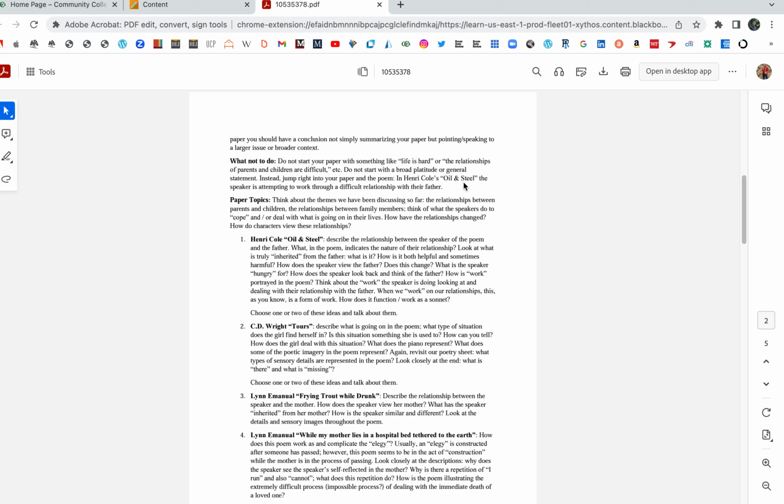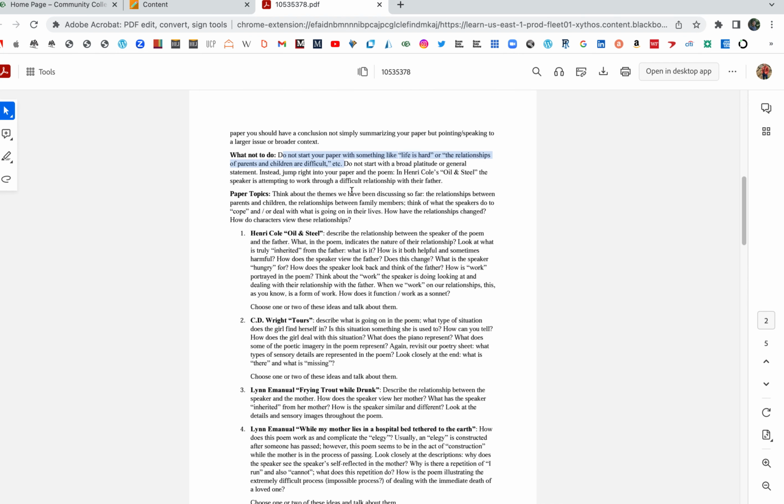In Henri Cole's "Oil and Steel," the speaker is attempting to work through a difficult relationship with their father. In Lin-Manuel's "Frying Trout While Drunk," the speaker is attempting to work through a difficult relationship with their mother. So you're jumping right into the poem. Don't include fluff or words and sentences that say nothing at the beginning.